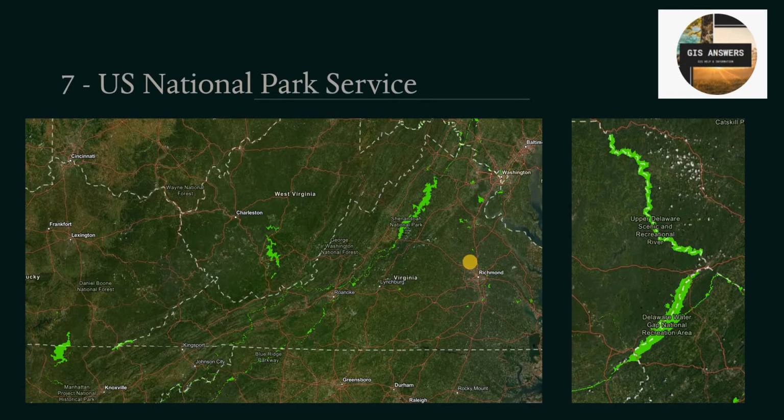Number 7, U.S. National Park Service. So the U.S. National Park Service feature service through ESRI, through the online service for the entire United States, and that's quite useful. I've used that before too. Available in the Living Atlas.